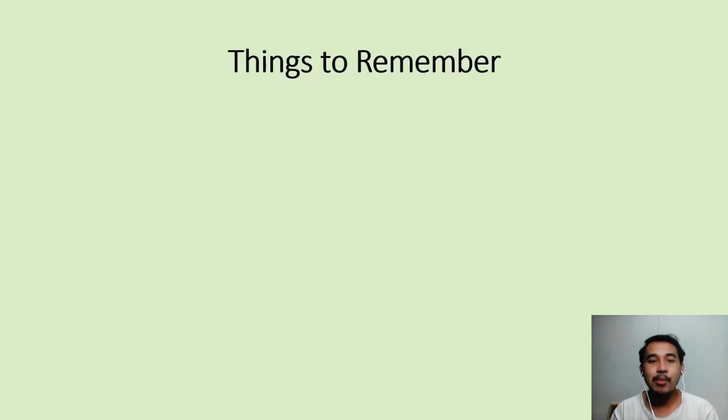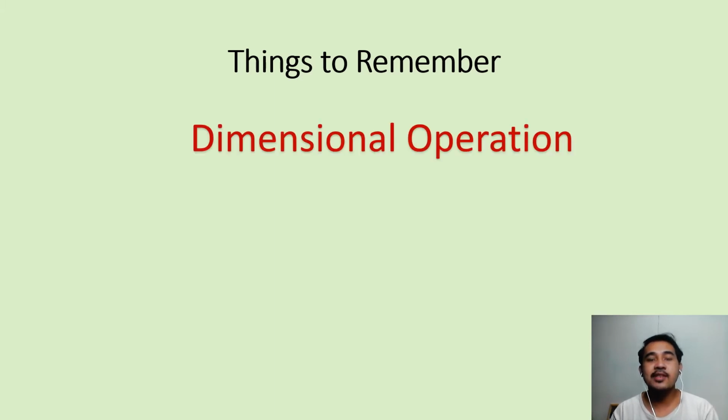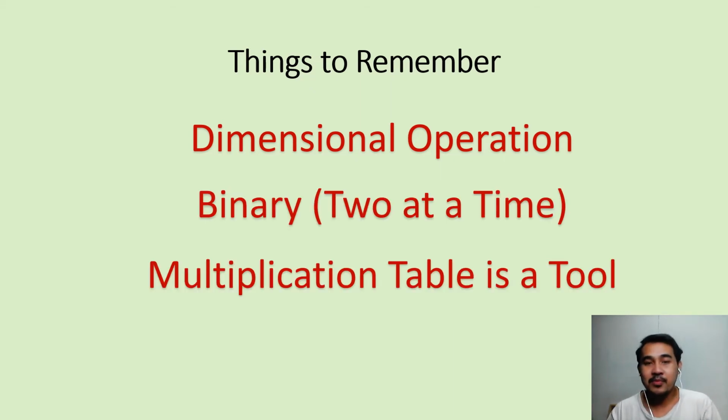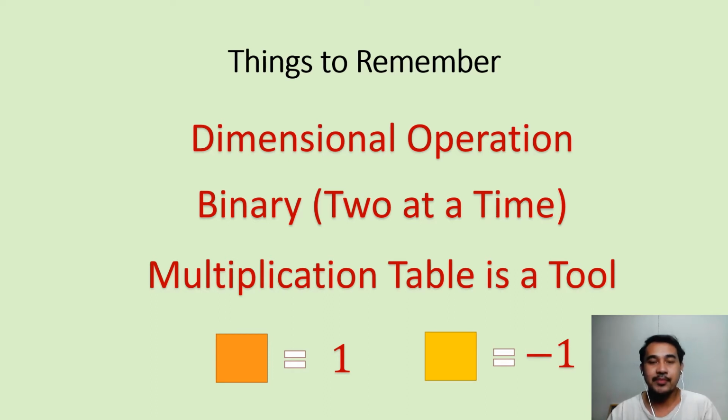Things to remember in multiplying integers. First, it is a dimensional operation. It is binary, 2 at a time. The multiplication table is a tool. In this presentation, we have orange as positive 1 and yellow as negative 1.